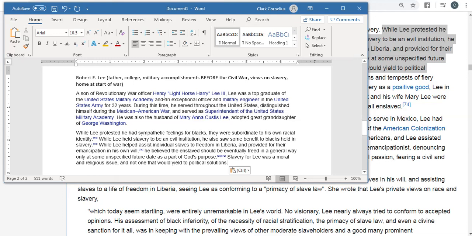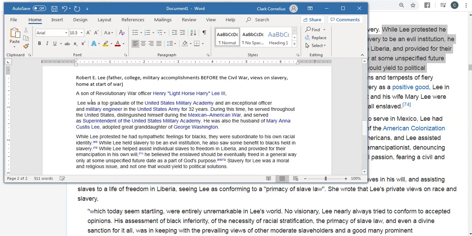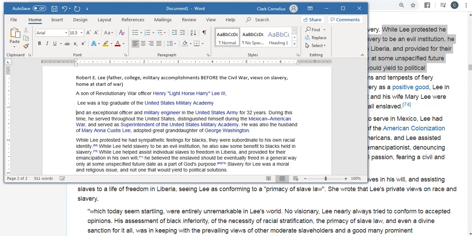So I could say, there's the father thing right there. So he was a top graduate at West Point. I think he was second in his class, if I remember right. There's that. I could cut that off. And then finally, home at the start of the war.